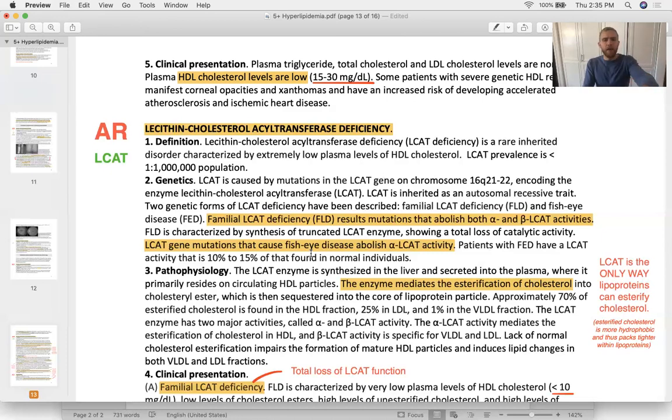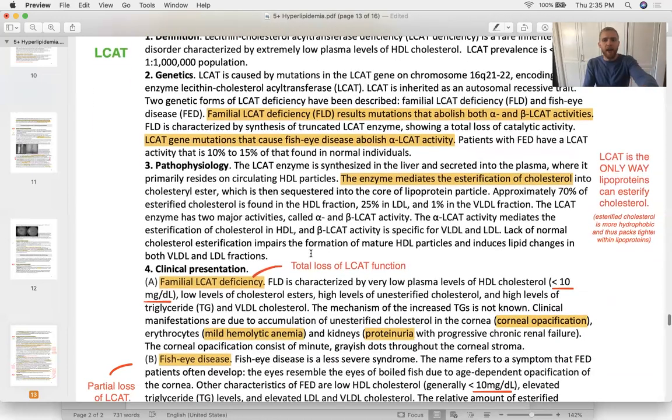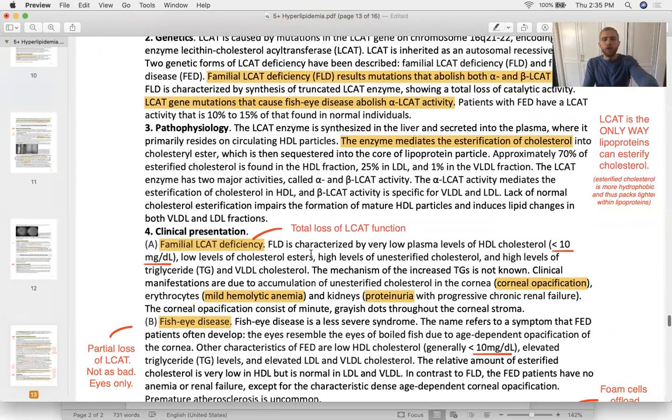And if you can't esterify cholesterol, you know that you cannot store cholesterol, and thus you cannot put cholesterol into your HDL particles to transport that cholesterol and those lipids back to the liver to allow the liver to dispose of them permanently by secreting that product in bile. So if you lose LCAT function, then you can't put cholesterol into HDL. That's it in a nutshell.